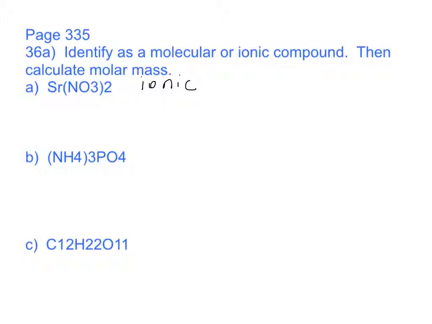All right, and let's do the next one then. We have (NH4)3PO4. And what is this NH4? And what is that PO4? Yep, you're right. They're polyatomic ions. So that means that this is also an ionic compound. And finally, the C12H22O11. Well, those are all nonmetals. So that makes this, yep, a molecular compound.